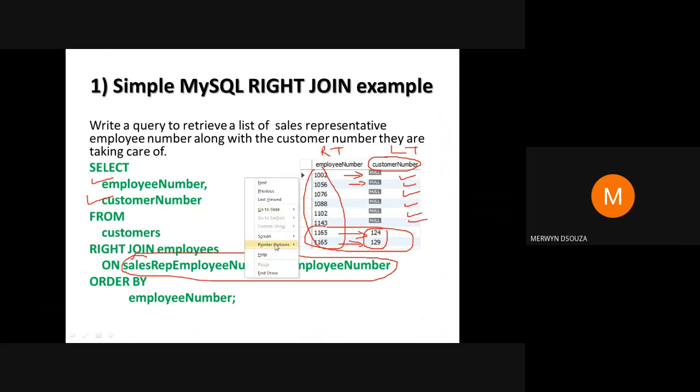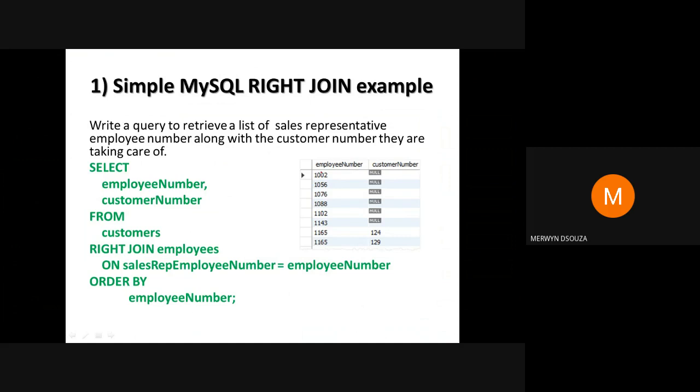Whenever you use a right join, all the values from the right table will surely be displayed, regardless of having matching rows from the left table or not.